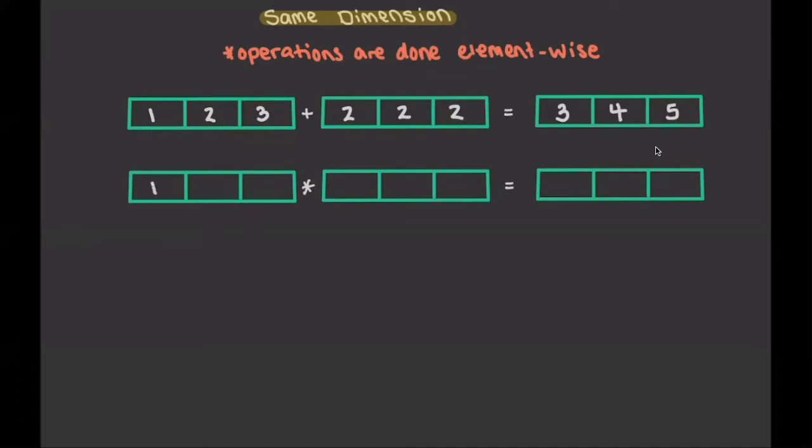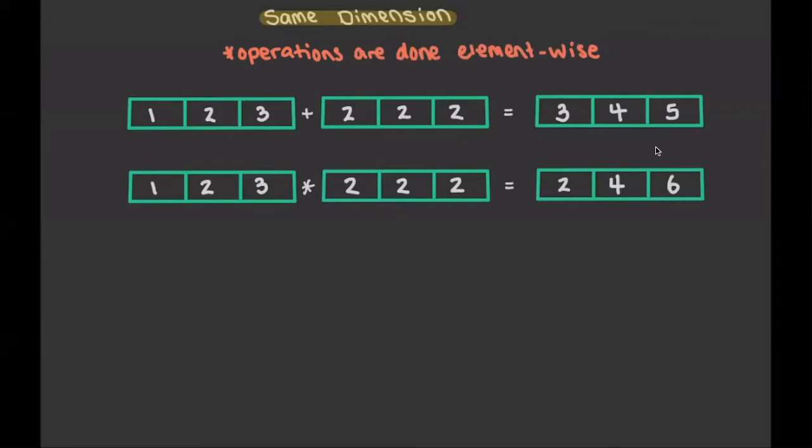Similarly, we can do multiplication. So let's pick the same example. So I have 1, 2, 3, 2, 2, 2. 1 times 2 is 2. Now let's look at the middle element. 2 times 2 is 4. 3 times 2 is 6. So in the case where the arrays have the same dimensions, you just do the operation element-wise.